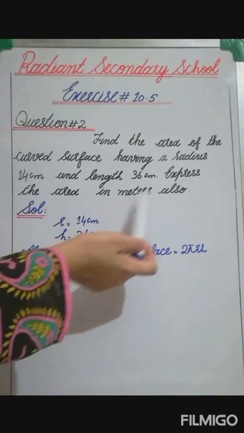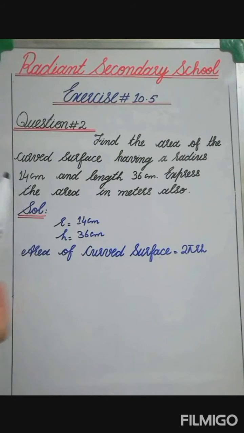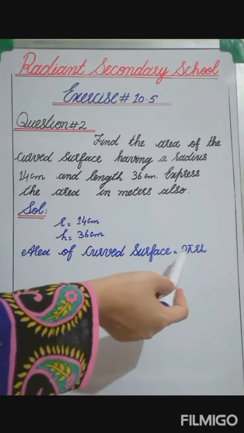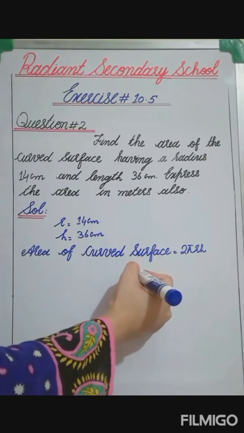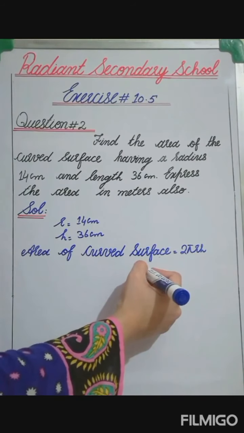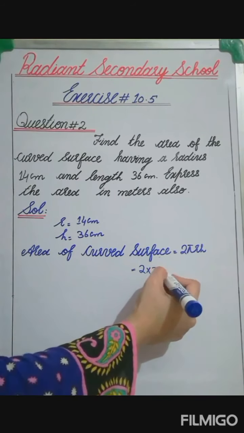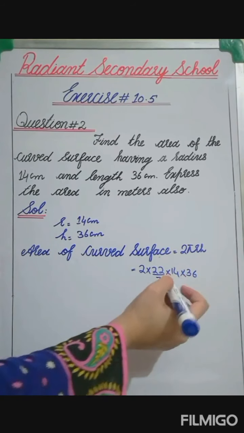In this question, radius and height are given. Radius is 14 cm and height is 36 cm. Now we have to find out area of curved surface with the help of this formula 2 pi r h. Firstly, putting the values in this formula, 2 as it is, and the value of pi is 22 by 7, and radius is given in this question, that is 14 centimeter, and height is also given, that is 36. Now we will try to simplify.